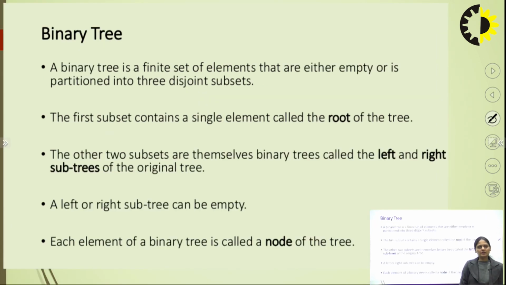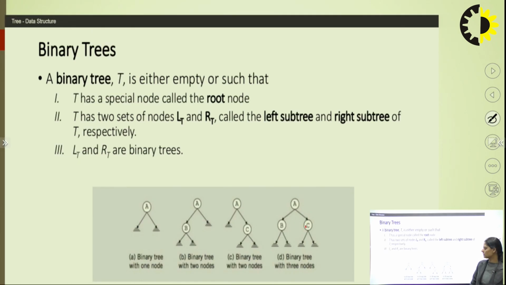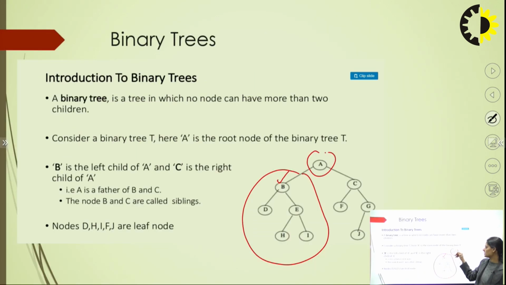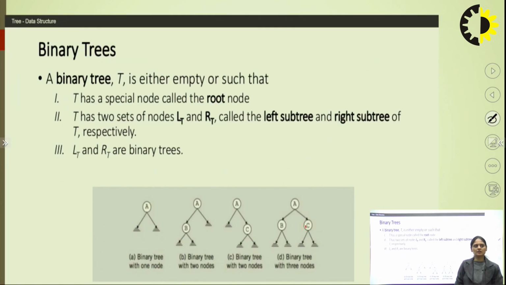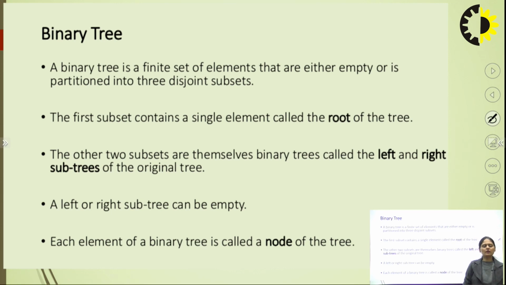So a binary tree is a finite set of elements that is either empty or is partitioned into 3 disjoint subsets. The first subset contains a single element called the root of the tree. The other 2 subsets are themselves binary trees, called the left and right subtree of the original tree, as we have discussed over here. This is one set, this is another set, and this is another set. These 3 subsets are there. A left or right subtree may be empty. Each element of a binary tree is called a node of the tree.